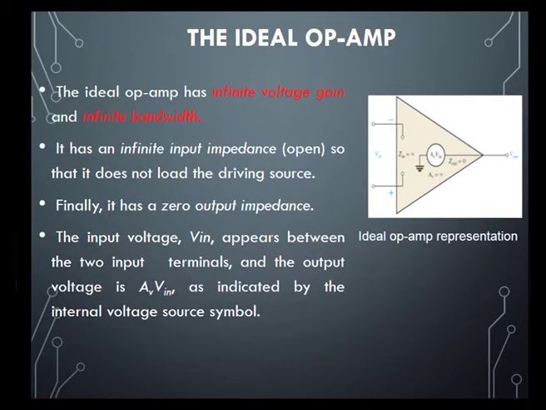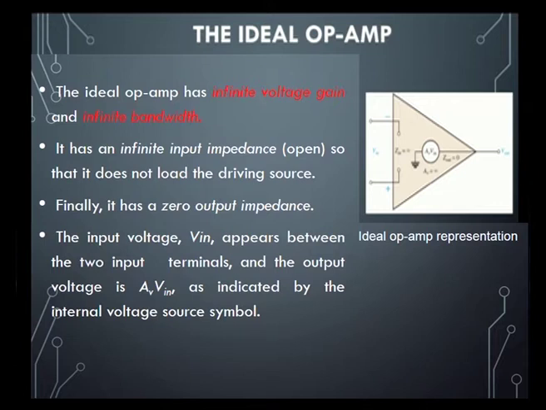The ideal op-amp will have different characteristics. So what are the characteristics, how will the op-amp behave in an ideal mode? Let us see. The very important thing is that the ideal op-amp has an infinite voltage gain and infinite bandwidth. That is what is represented in an ideal op-amp representation.